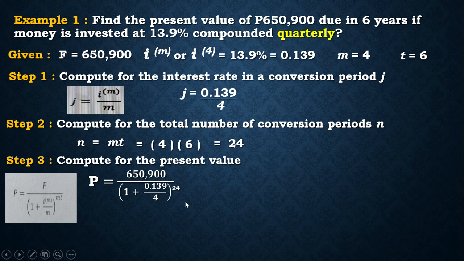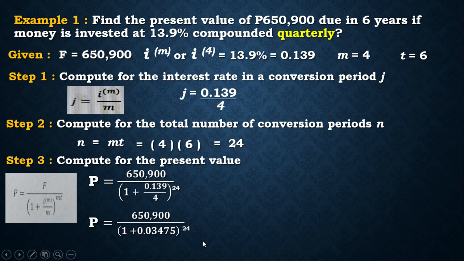Ang una po natin gagawin, we have to divide this part, yung J. Ito po ay as is, huwag munang babaguhin. Wala po dapat pakialaman, pati rin po ito. Ito po ay i-divide natin. So, i-divide po natin yung 0.139 divided by 4. Ito po ang nangyari, 0.03475. Again, 0.139 divided by 4, that is 0.03475. Still, we have the exponent of 24.